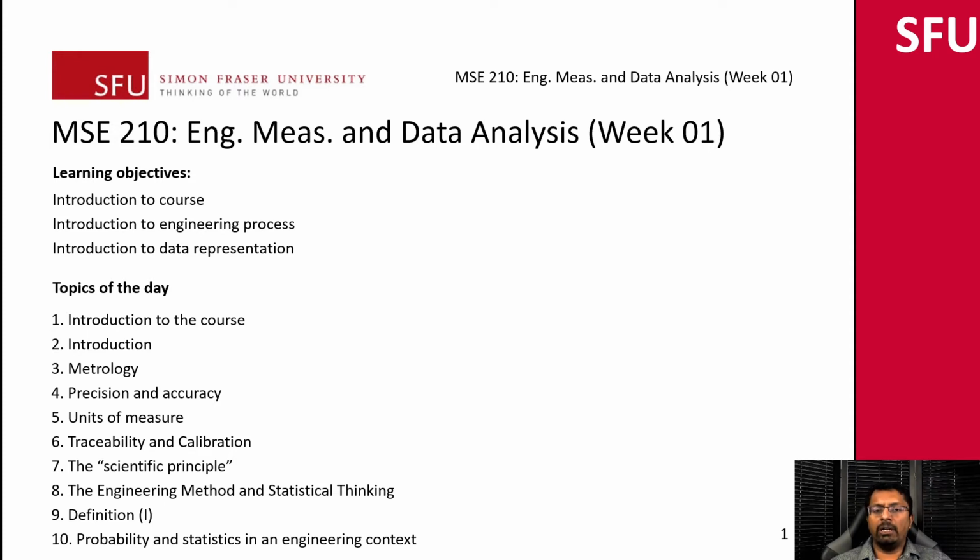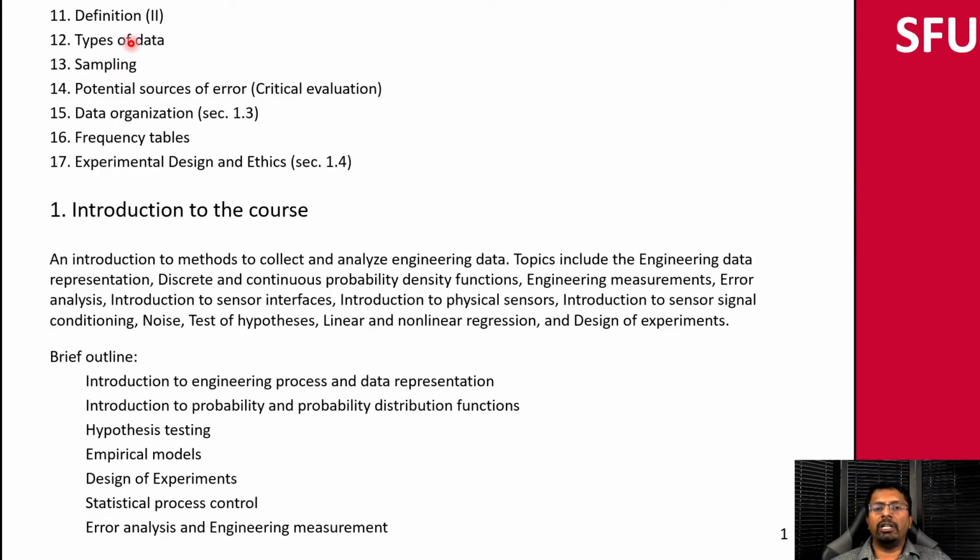So this is the list of topics over here. There's going to be an introduction to the course. We'll do an introduction to the main topic, talk a little bit about methodology, precision and accuracy, measurement traceability and calibration, the scientific principle, and then where engineering method and statistics are going to be used. We'll have a few definitions in regards to probability, and then a few more definitions, and then we'll talk about different data types, sampling, and potential sources of error, which will be critical evaluation. Then we'll talk about data organization, frequency table, and finally for this segment of the video, we'll conclude by talking about experimental design and ethics. So this is going to be a very brief look at this.